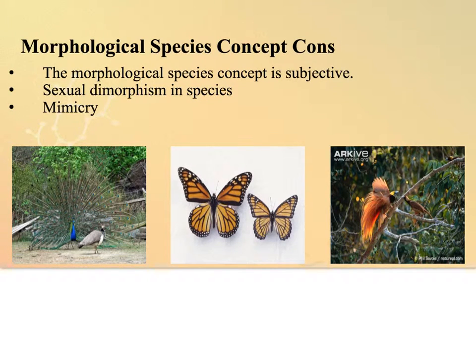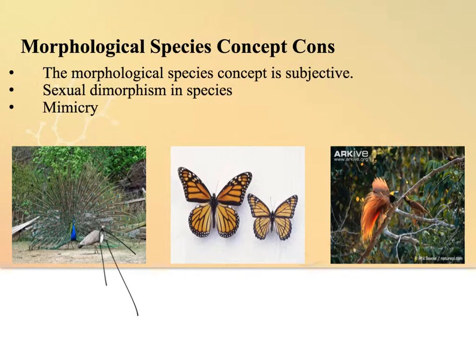The drawbacks are that a morphological species can be subjective to the viewer, and therefore researchers or anyone who is trying to classify a certain species may disagree on which features to use to distinguish a species. For example, in sexually dimorphic species, males and females will look different, as seen in these peacocks here. Furthermore, mimicry will also lead to one species looking like the other, but they are separate species.